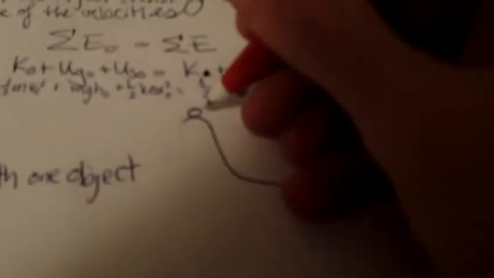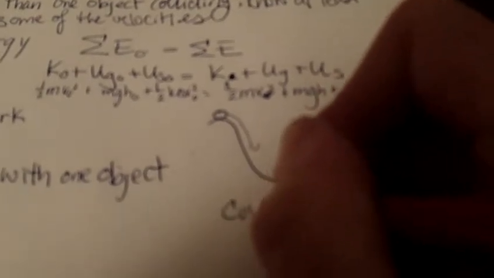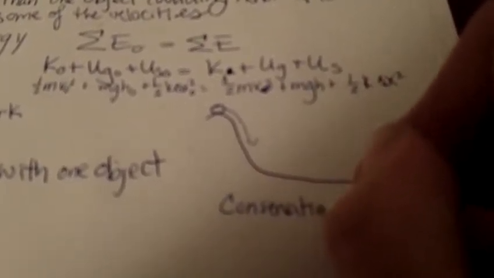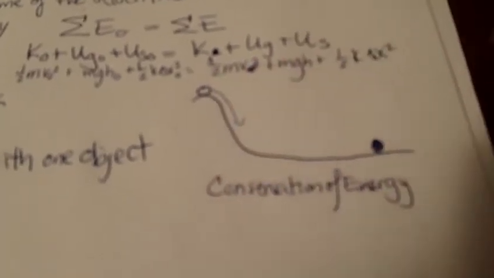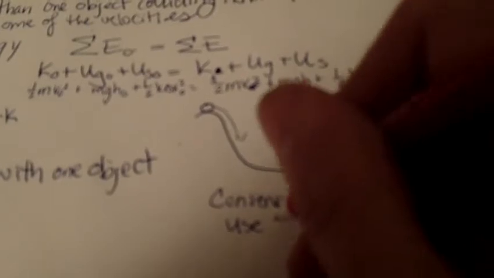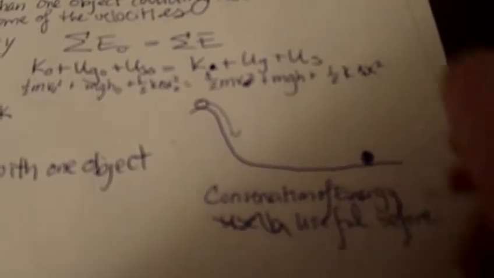Okay? So, for example, I'm going to give you an example of when you could use both. Say you have a ball sitting on the top of a hill, and a different ball sitting on the bottom of a hill. This ball rolls down, and eventually it's going to hit the other blue ball. Now, conservation of energy is going to be useful up until the very moment before they hit. Useful before the collision.